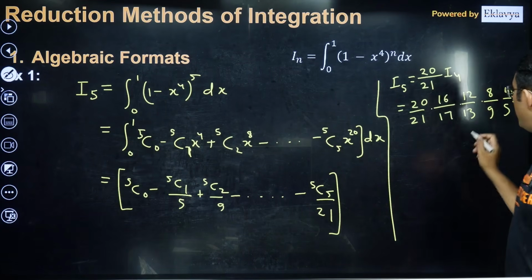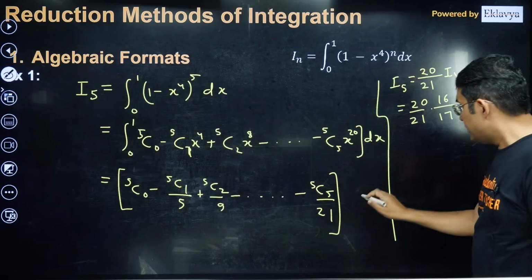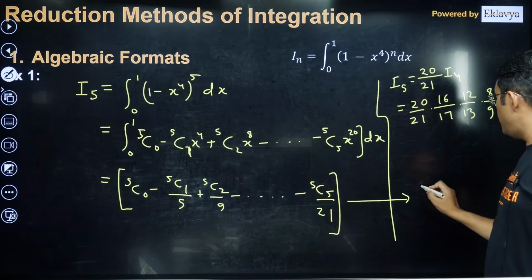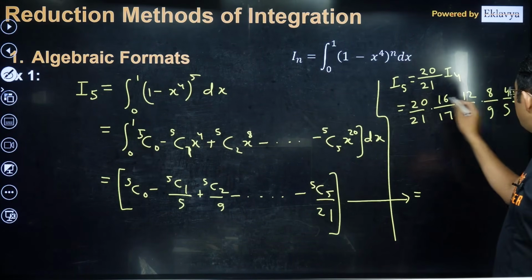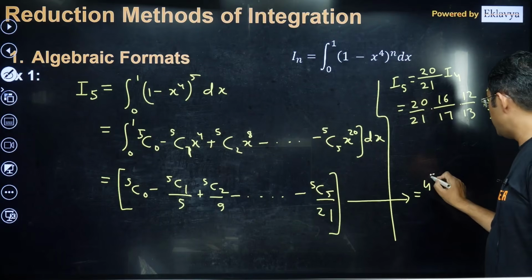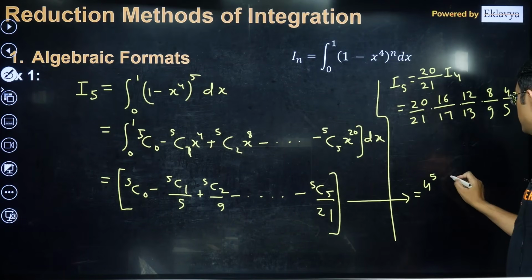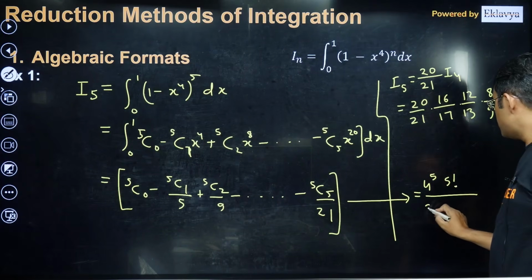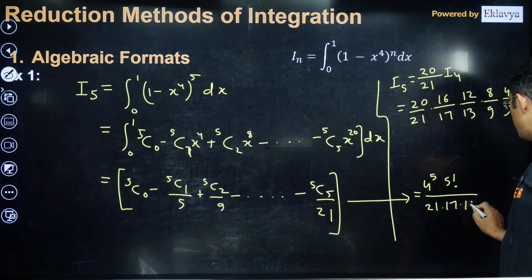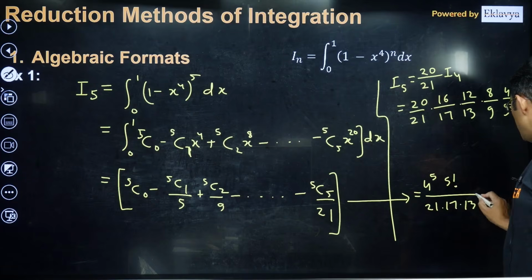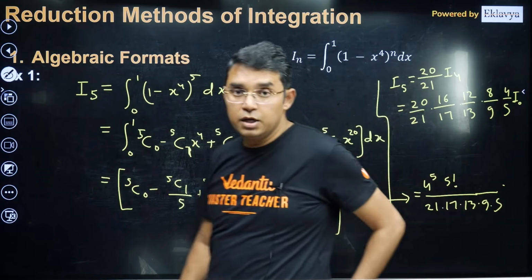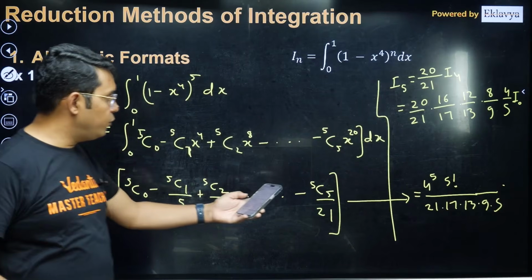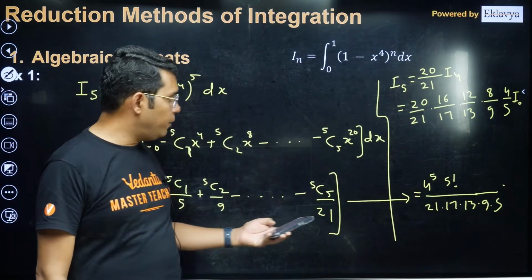Yeah, correct. Okay, and I0 is 1. So you can see this expression which we have got in terms of binomial coefficients should be equal to this: 4, I can take common 5 times, and after that it will be just 5 factorial, I suppose. And in the denominator it is 21 into 17 into 13 into 9 into 5. So this expression in terms of binomial coefficients has to be equal to this thing, 4 power 5 into 5 factorial upon this thing.